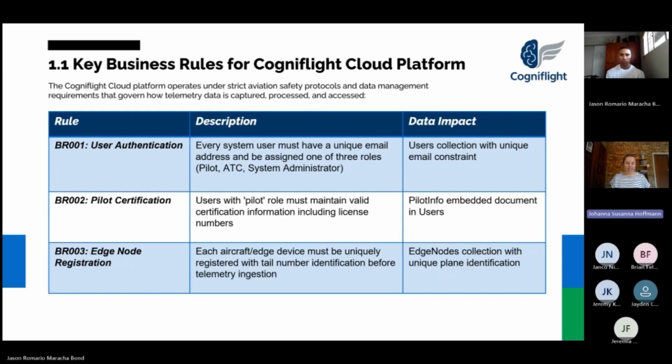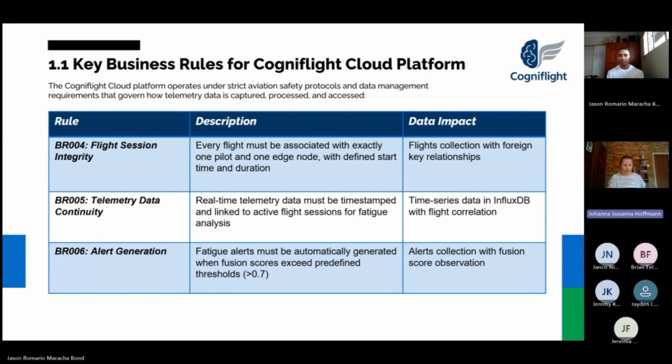Rule 2 is pilot certification. Each pilot registered on the system should have and maintain valid certification, and they have to provide their license number. Rule 3 is edge node registration. Each aircraft or edge node must provide their tail number as identification on the system before their telemetry data is captured. Rule 4, flight session integrity. Each flight must be linked to one pilot and one edge node, and flight details like start time and duration must be specified.